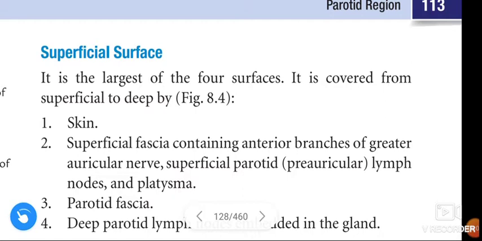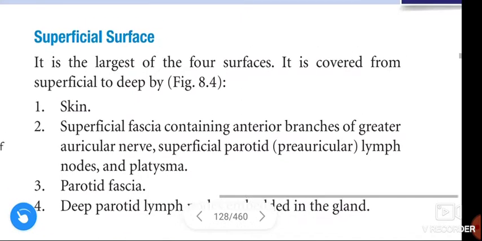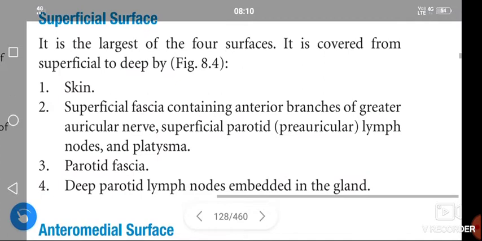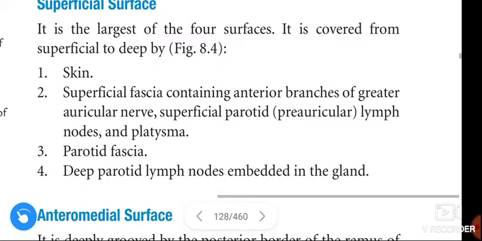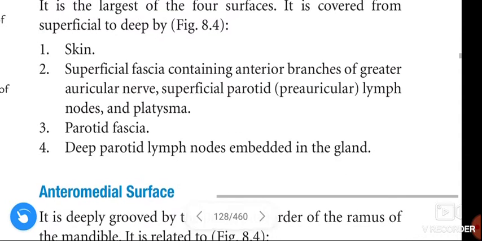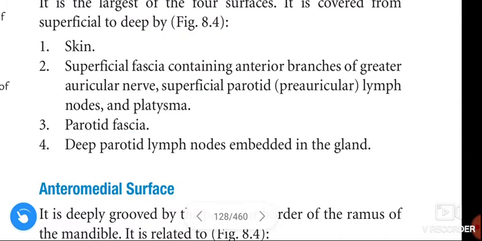Superficial surface. It is the largest of the four surfaces. It is covered from superficial to deep by skin; superficial fascia containing anterior branches of the greater auricular nerve; superficial parotid lymph nodes and platysma; parotid fascia; and deep parotid lymph nodes embedded in the gland.